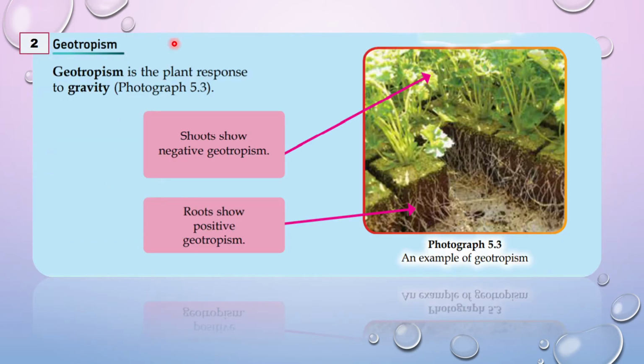Okay, the second type of tropism is geotropism, which is the plant response to gravity. So the shoots here on top are showing negative geotropism. That means the shoots are growing away from gravity, and the roots are showing positive geotropism because you see the roots are growing downwards, that means towards the pull of gravity.